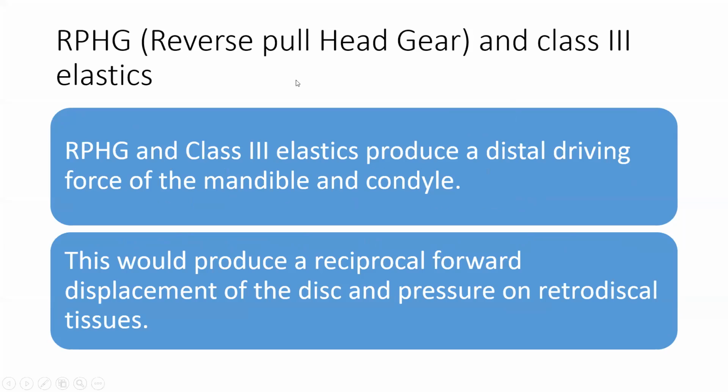So the relation of reverse pull headgear and cast elastics with temporomandibular disorders. This reverse pull headgear and cast elastics generally produce a distal driving force on the mandible and condyle, and thus this could produce reciprocal forward displacement of the disc and pressure on the retrodiscal tissue, and might result in temporomandibular disorders.